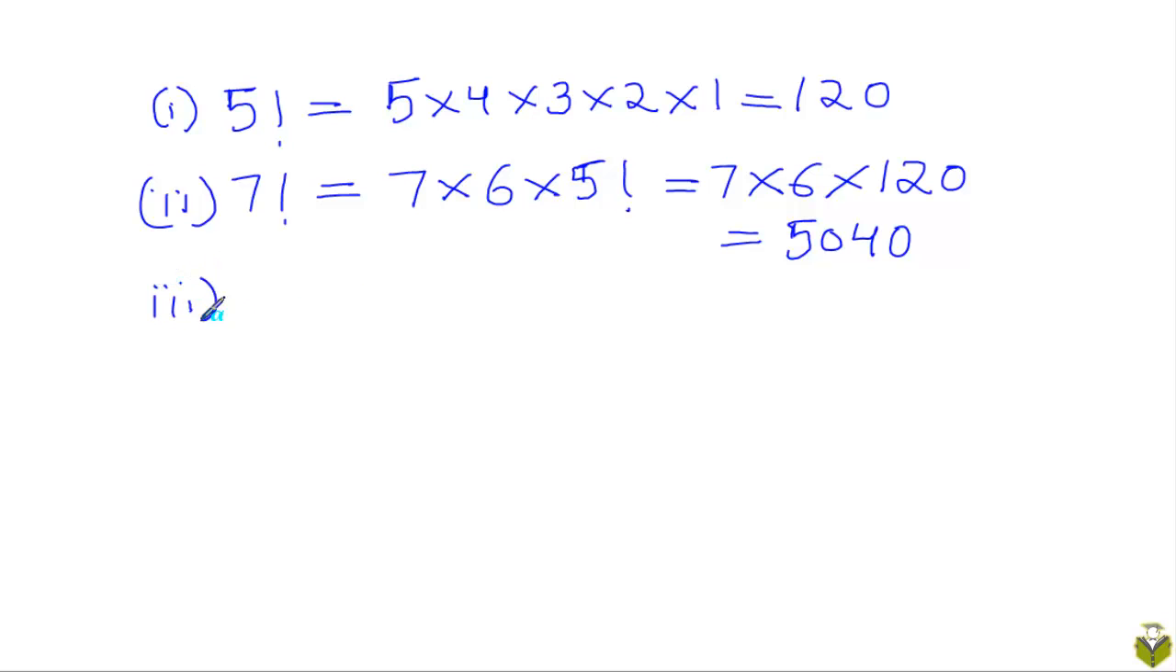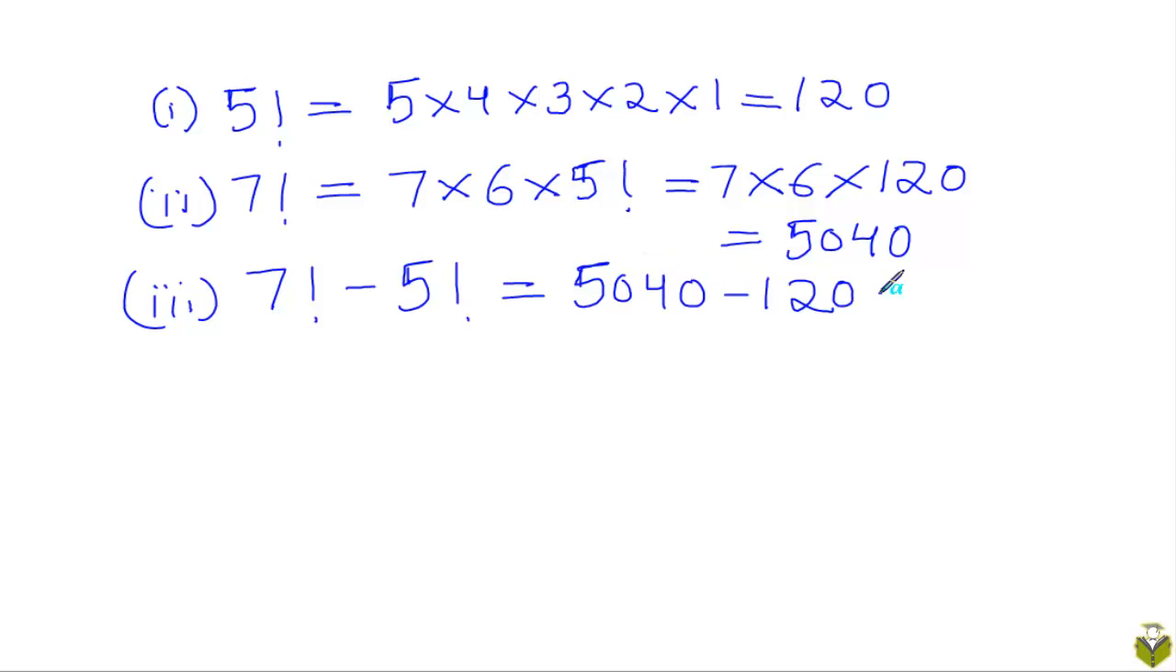And what is the third part? The third part is again very straightforward: 7 factorial minus 5 factorial. It's just a simple subtraction, and this is 4920.